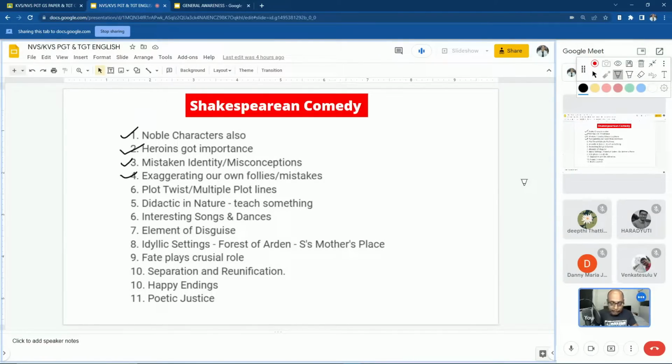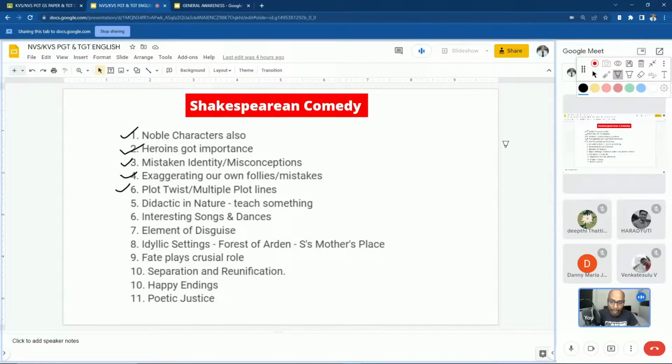Generally, fools and jesters in those comedies comment on other characters and create some kind of humor in this process. Then plot twists or multiple plot lines are part of Shakespearean comedies. We don't know where the plot will take turns; sudden changes and sudden twists in the plot are part of the Shakespearean comedy.